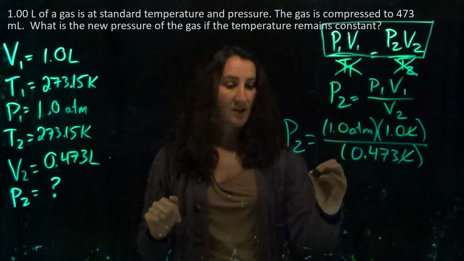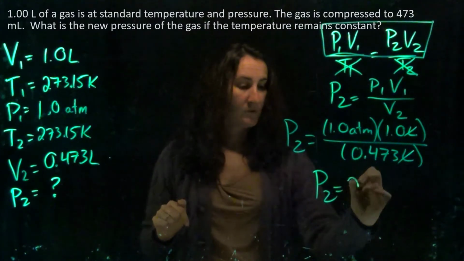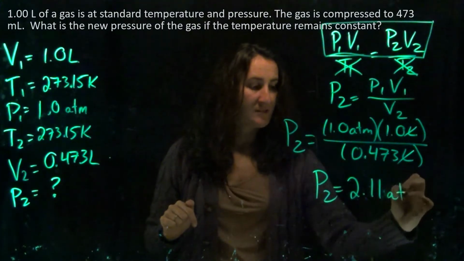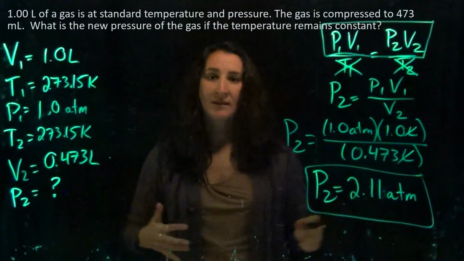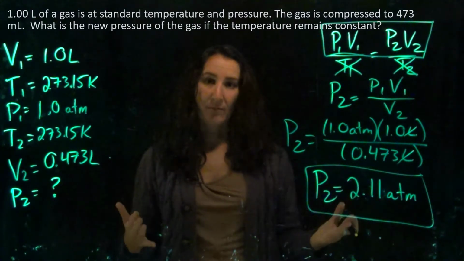So now you put this all in your calculator, and we get P2 equals 2.11 atmospheres. And notice that is greater than the initial pressure, so this makes sense. We have successfully solved our problem.